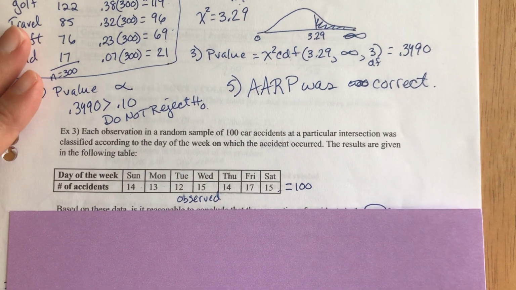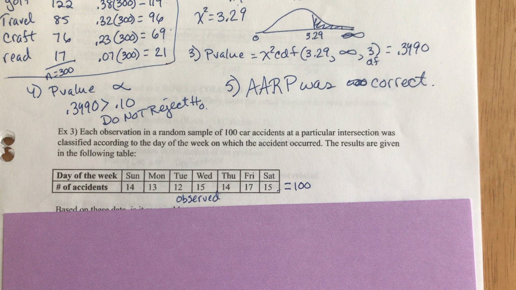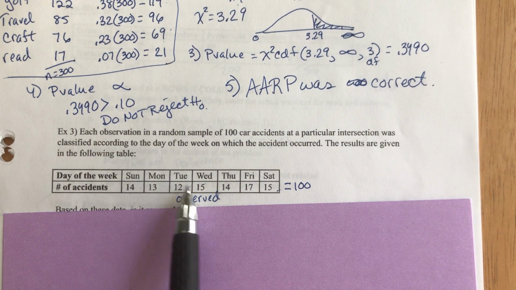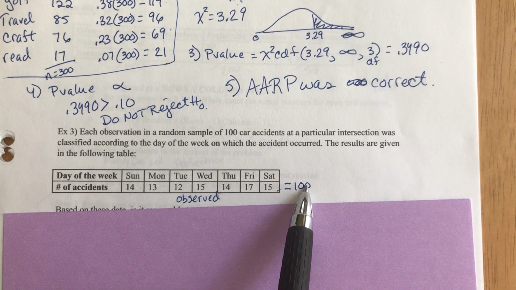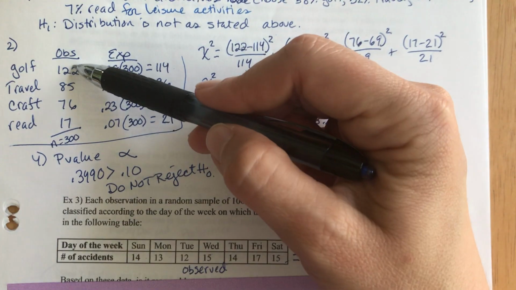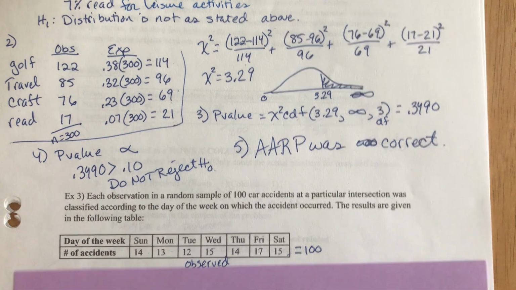So then if we look at this last problem, it's a little different. Okay. Number 3 is saying each observation in a random sample of 100 car accidents at a particular intersection was classified according to the day of the week on which the accident occurred. The results are given in this table. So these are the actual numbers. Actual is another way we can call observed. So you'll notice I added them up to get my total. All right, just like here, I added them up to get my total of 300. I added these up to get my total of 100.